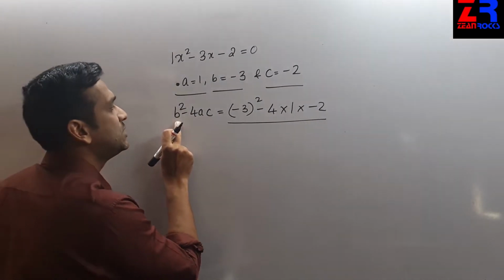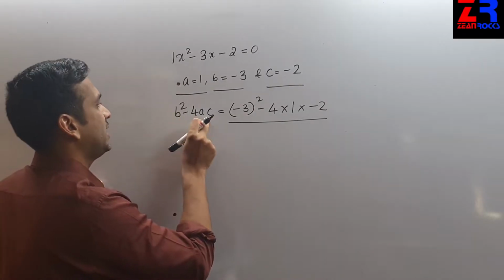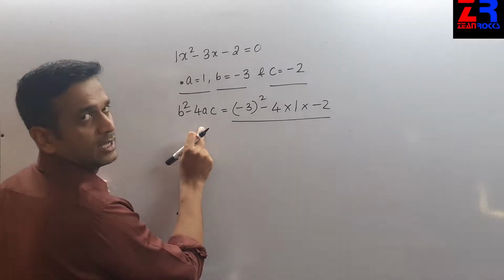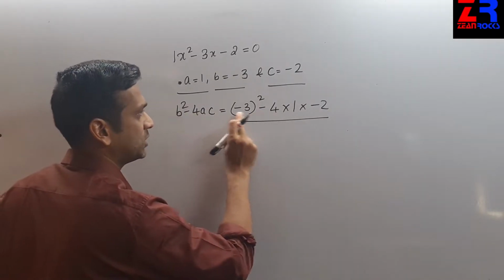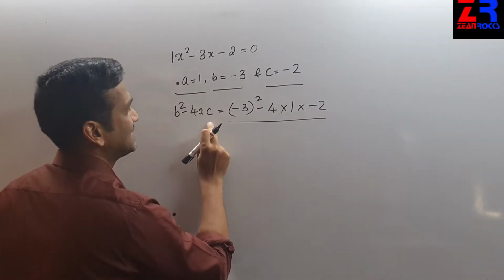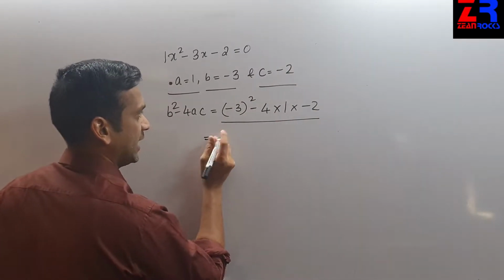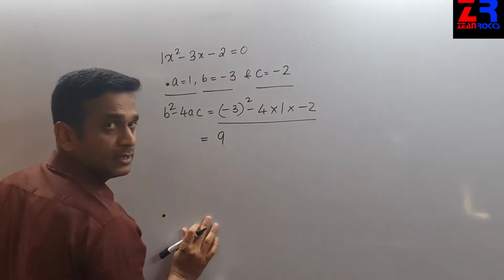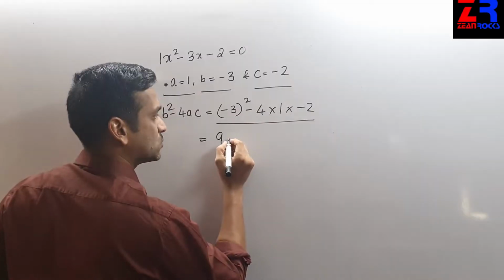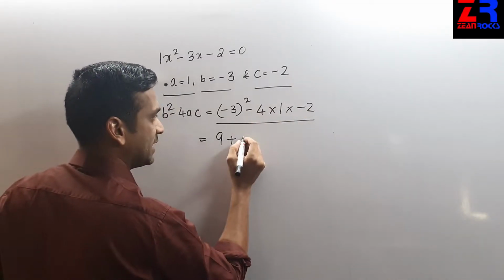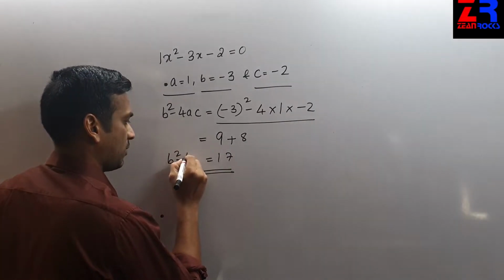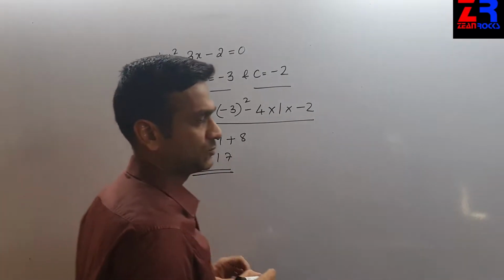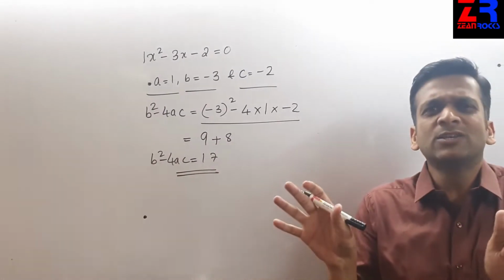I have substituted the value of b, a and c in this formula. b square is minus 3 square, minus is minus, 4 is 4, a is 1, c is minus 2. So I will get minus 3 square is 9, minus into minus will become plus, 4 2s is 8, so your answer is 17. b square minus 4ac is 17. Hope you understand. So first part is over.